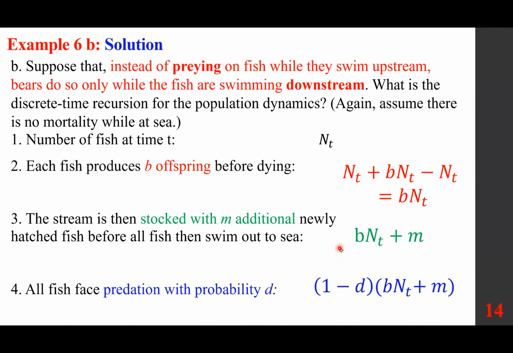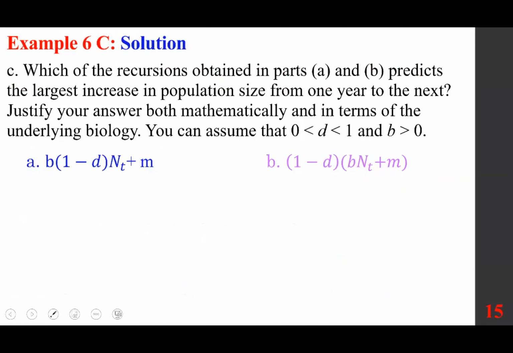And the last part of the question says, okay, in part A, we got this number, b times (1 minus d) n sub t plus m. And in part B, we got (1 minus d) times (b times n sub t plus m). Which one of the recursions in part A or B predicts the largest increase? Which one gives us more? Well, there are two ways to approach it. One is to look at it with more details to see what happens. One is just subtract one from the other.